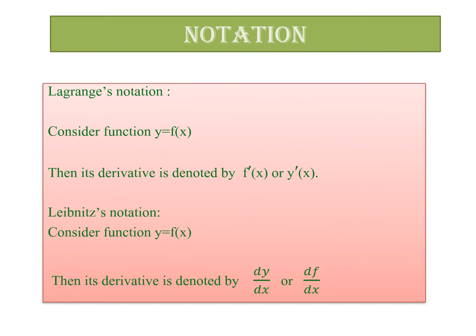Now let us see the notation. Consider the function y is equal to f of x, where x is the independent variable and y is the dependent variable. Then by Lagrange's notation, derivative is denoted by f dash x or y dash x. And by Leibniz notation, the derivative is denoted by dy by dx or df by dx.